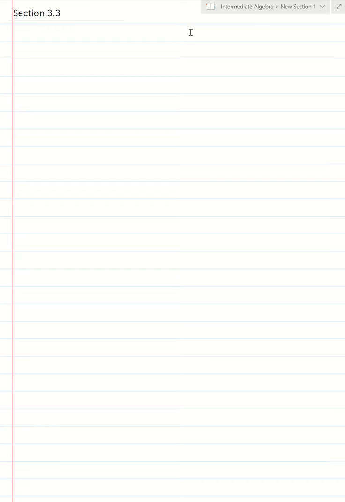Okay, welcome back. Today we will finish Chapter 3. We're going to take a look at Section 3 of Chapter 3, which is dealing with the concept of absolute value as it applies to both equations and inequalities.